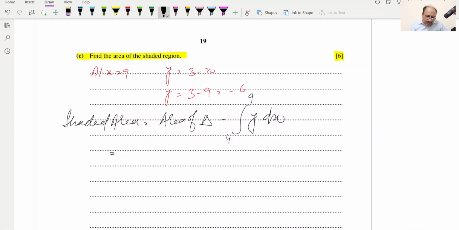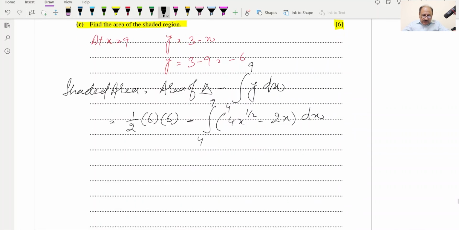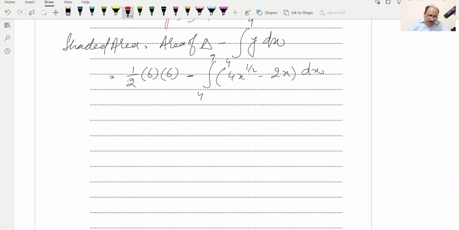Area of triangle will be what? 1 by 2 into base, which is 6, and height 6, which I have shown on the drawing also. And minus integral 4 to 9, and the curve is what? 4x raised to 1 by 2 minus 2x dx. So we will integrate this portion, and after cancellation this will be 3, and we will get this one as 18. So 18 minus, now we can integrate this portion, which is the integral of 4x raised to 1 by 2, which will be 4x raised to the power 3 by 2 over 3 by 2, and minus 2x squared over 2, with integral limits 4 to 9.